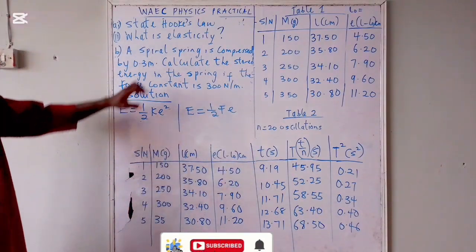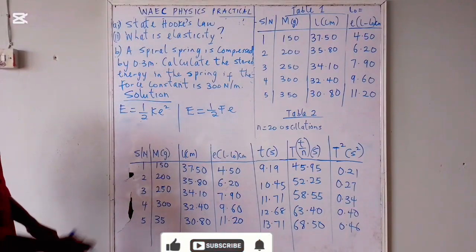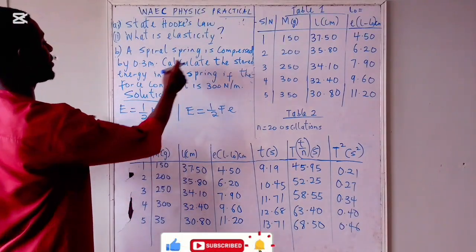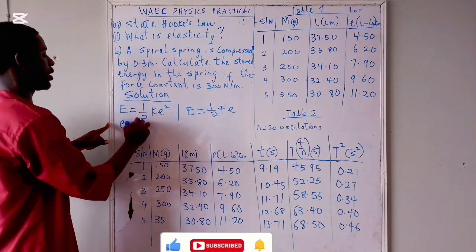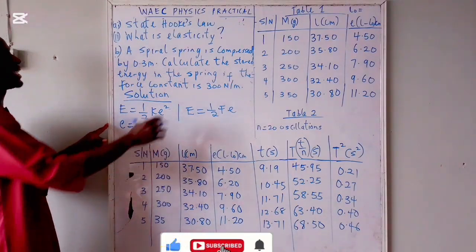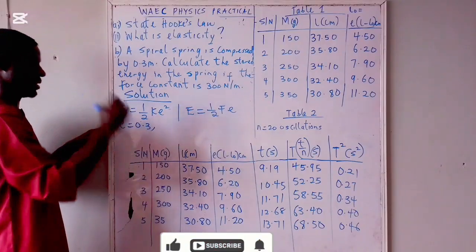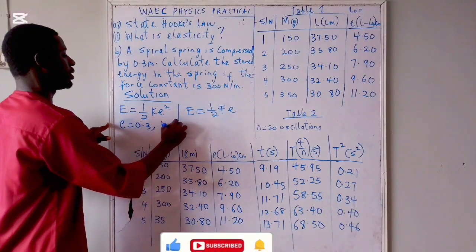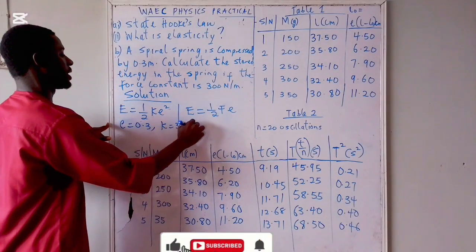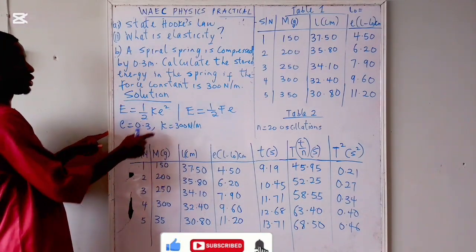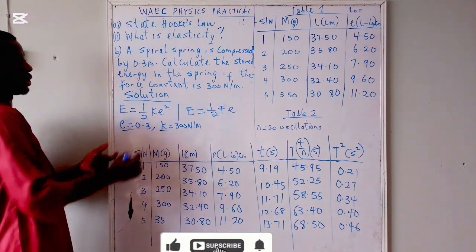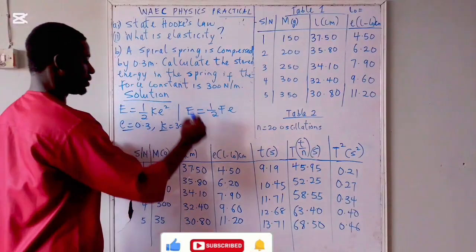But in this question, let's look at the formula that we can use. Here they give us the extension e is 0.3, and they give us the force constant, which is K. Our K is 300 Newton per meter. So the formula that we are going to use is this one, because we have the parameters for it. Let's use it to solve this question.